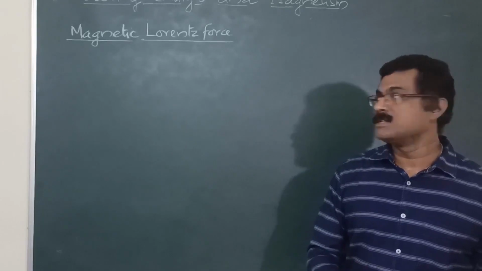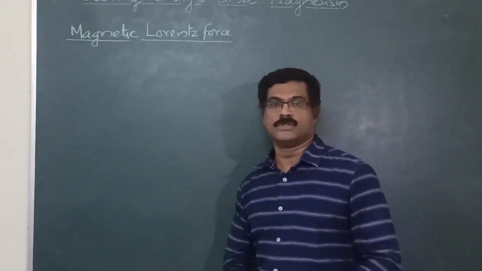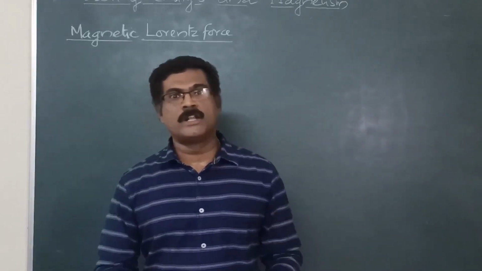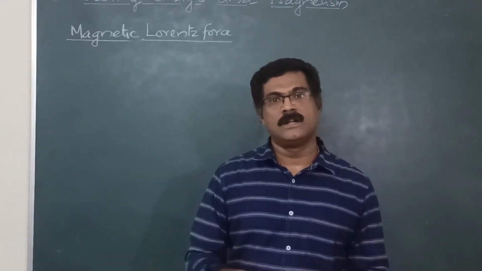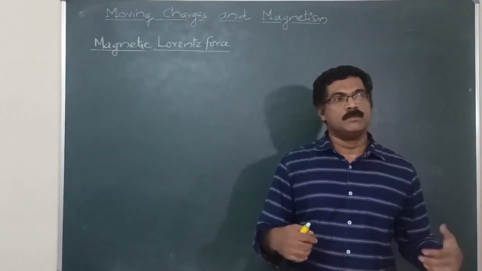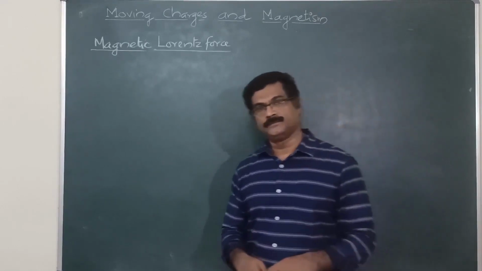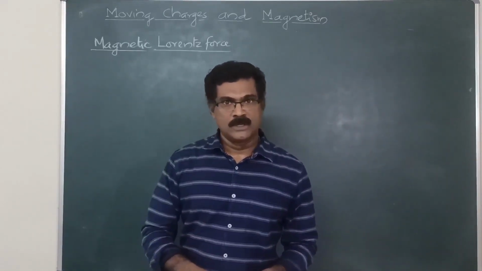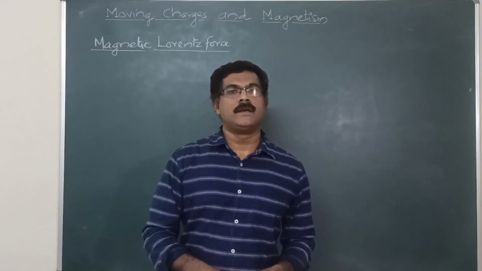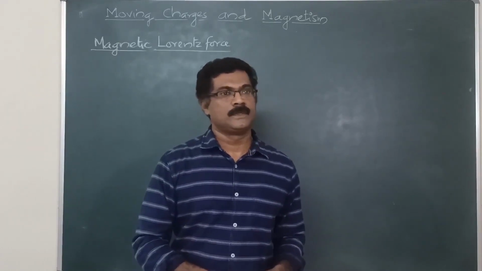The first point, magnetic Lorentz force. Magnetic Lorentz force is the force acting on a charged particle when it is moving through a magnetic field. Now, what is the equation to find the magnetic Lorentz force?